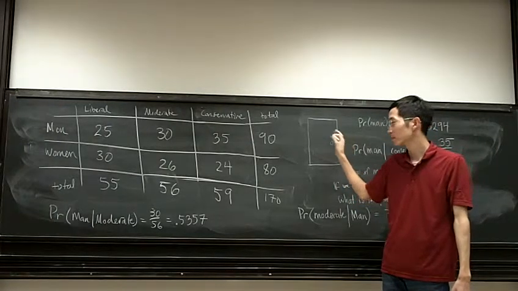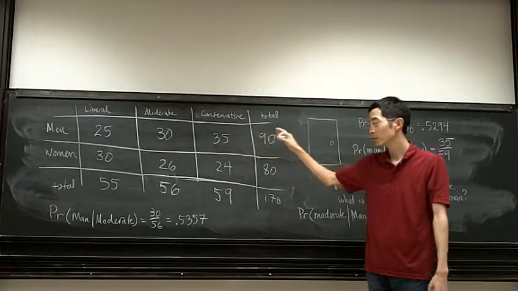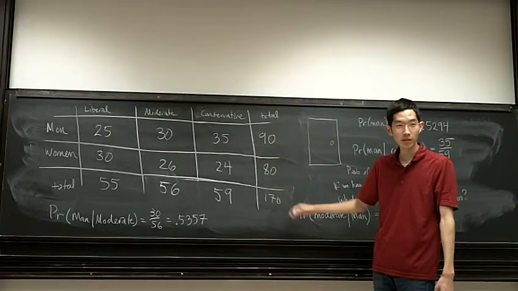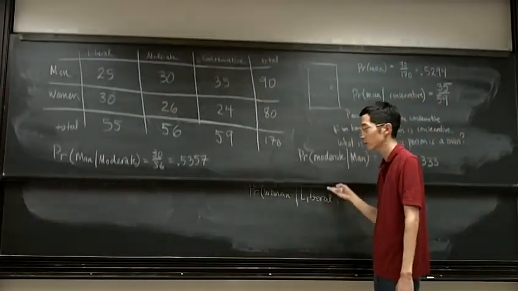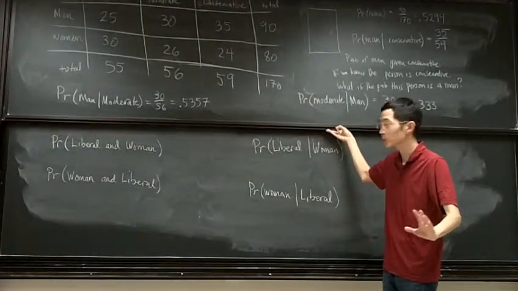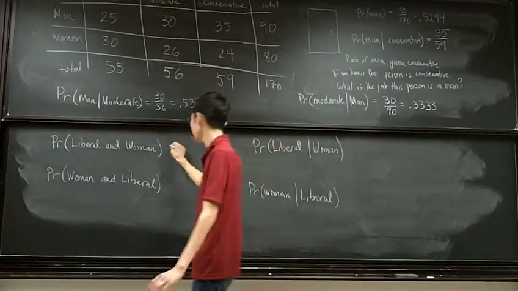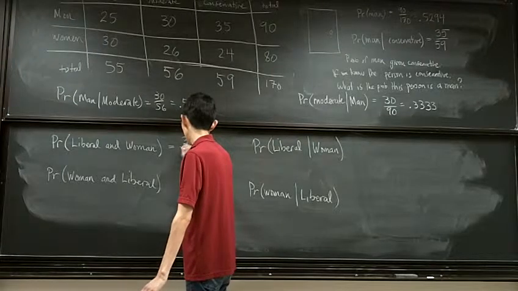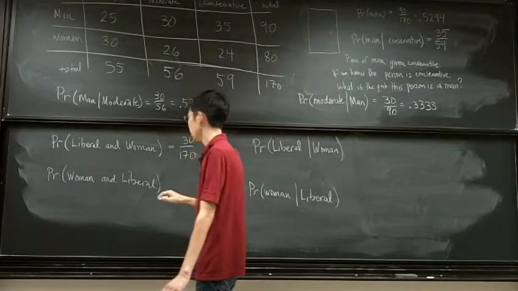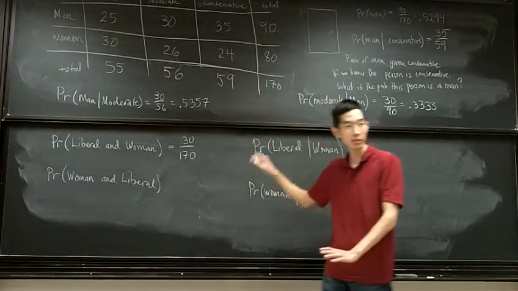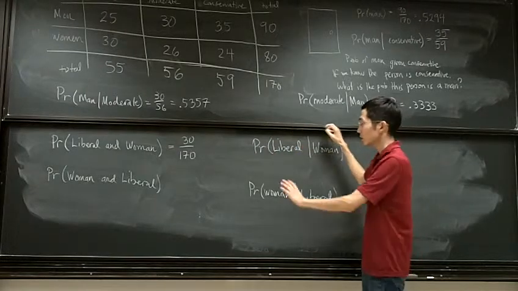30 out of 170. Because we don't know anything about this person. So the answer here is 30 divided by 170. Is that okay? All right.